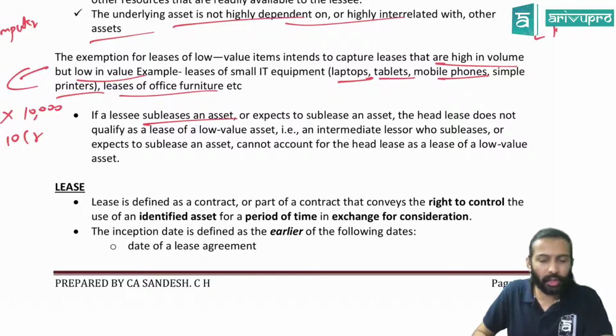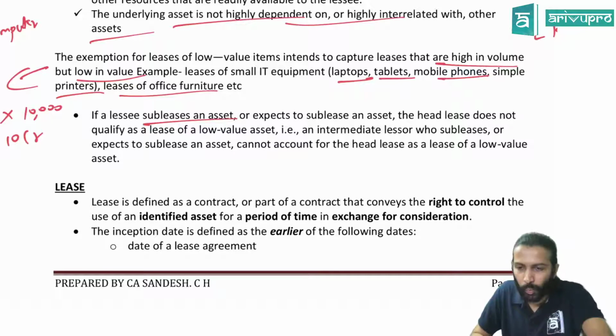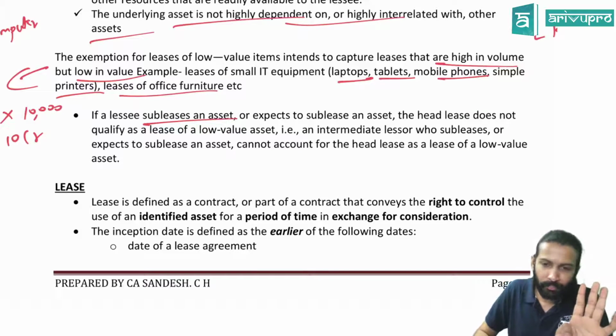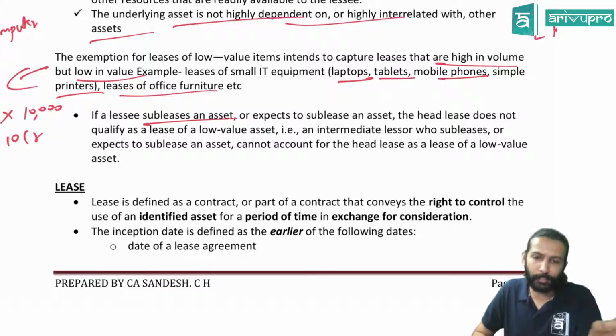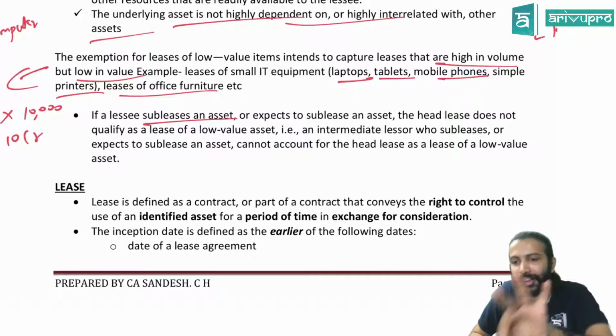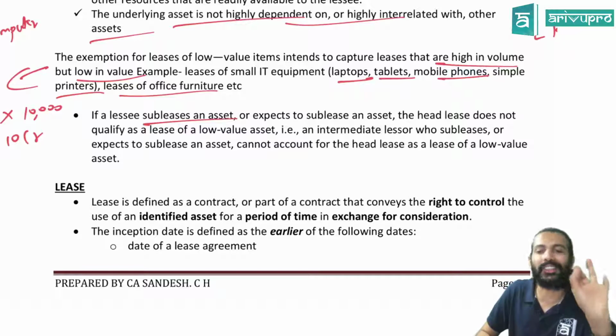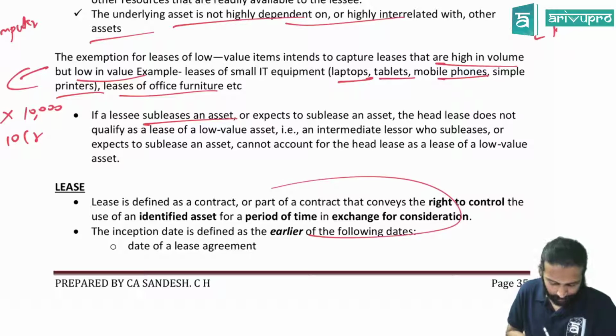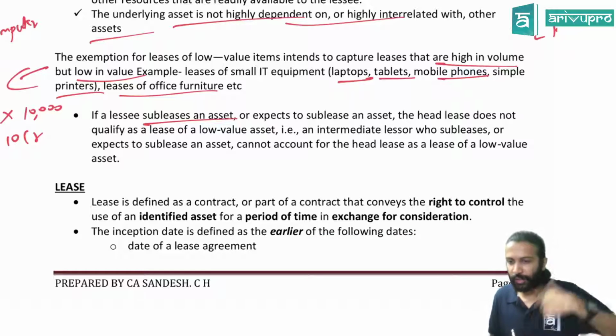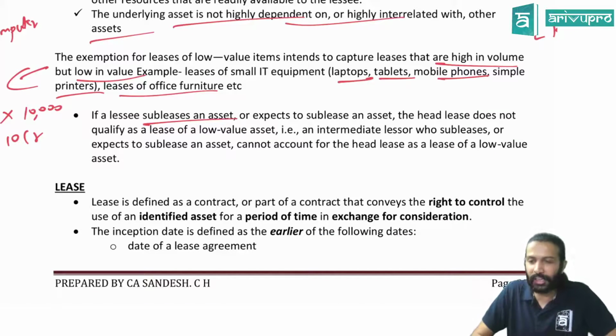So now we'll structure it. Lease is a contract or part of a contract that conveys the right to control the use of an identifiable asset for a certain duration, that is known as the lease term, in return for a consideration, that is known as the lease payment. That's all it is. Ideally, if possible, remember this. It'll be great. Once again, we'll repeat it so that we can learn it here in the class itself.